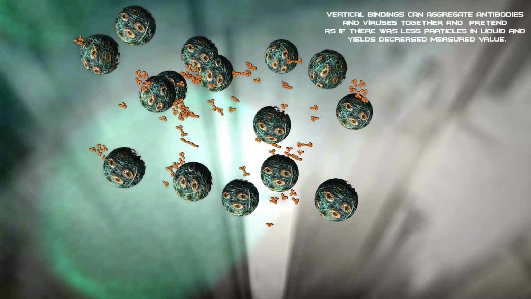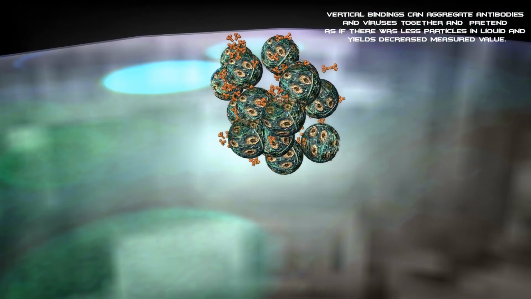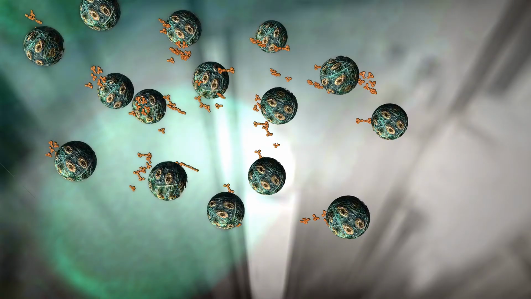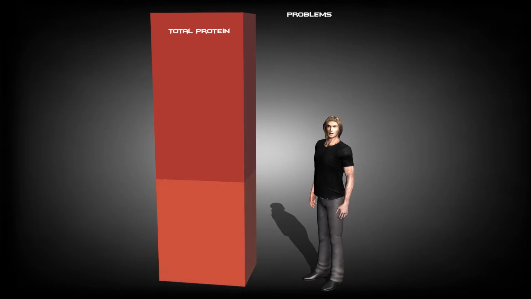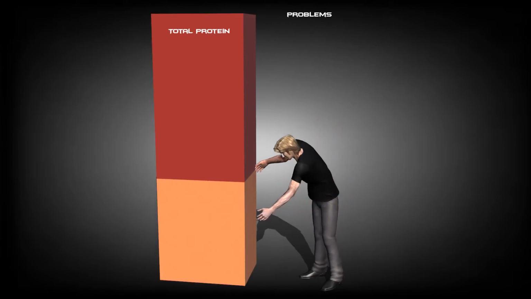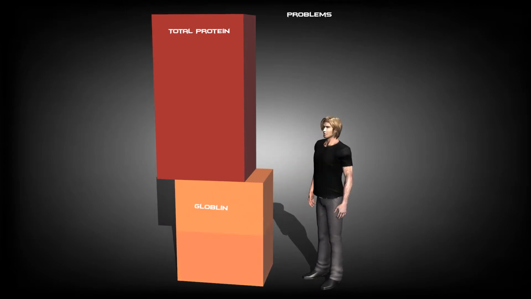Vertical bindings can aggregate antibodies and viruses together and pretend as if there were fewer particles in the liquid, and yield a decreased measured value. Nothing measurable happens, because globulins constitute only part of total blood proteins, and nearly half of them are gamma globulins, and 10% of immunoglobulins are specific antibodies. There will be other proteins interacting with the result.